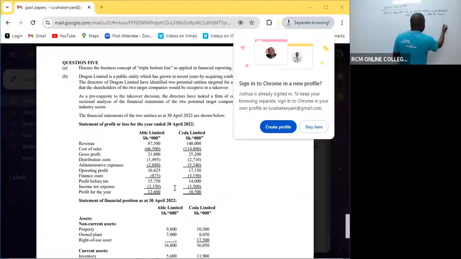So we can have those two. Our amounts are in shillings of what? Of thousands. Our amounts are in shillings of thousands.